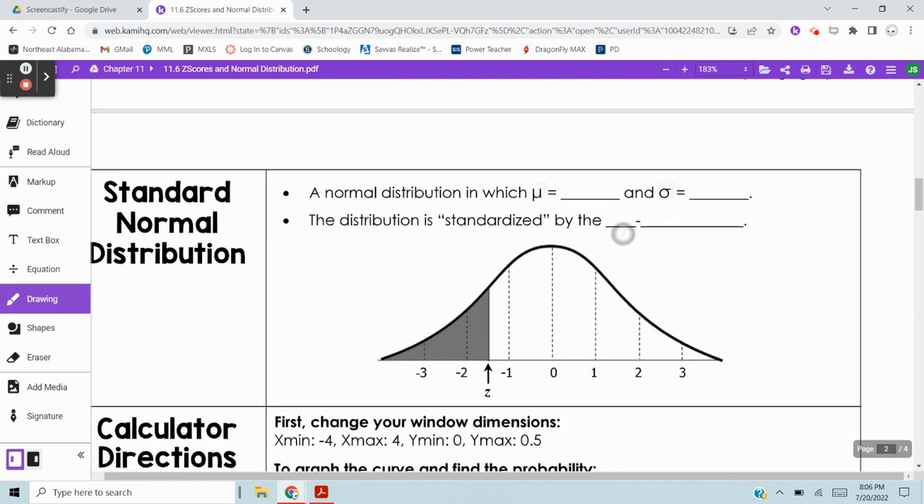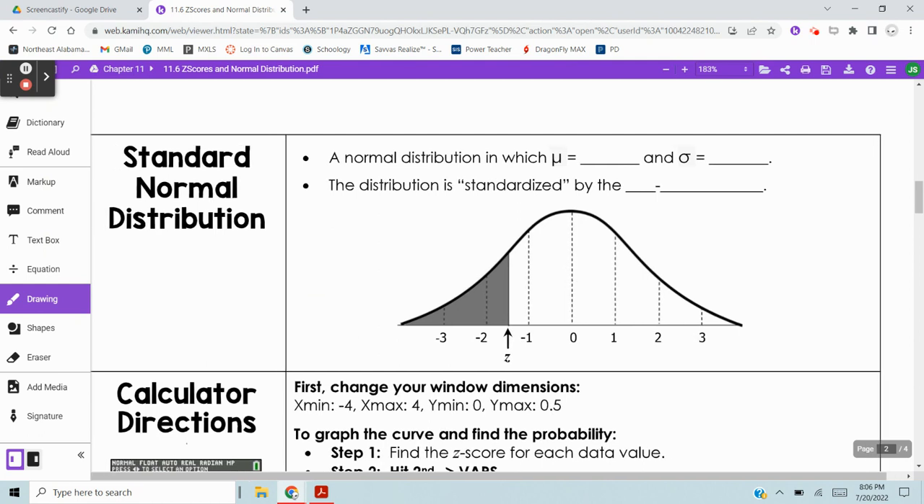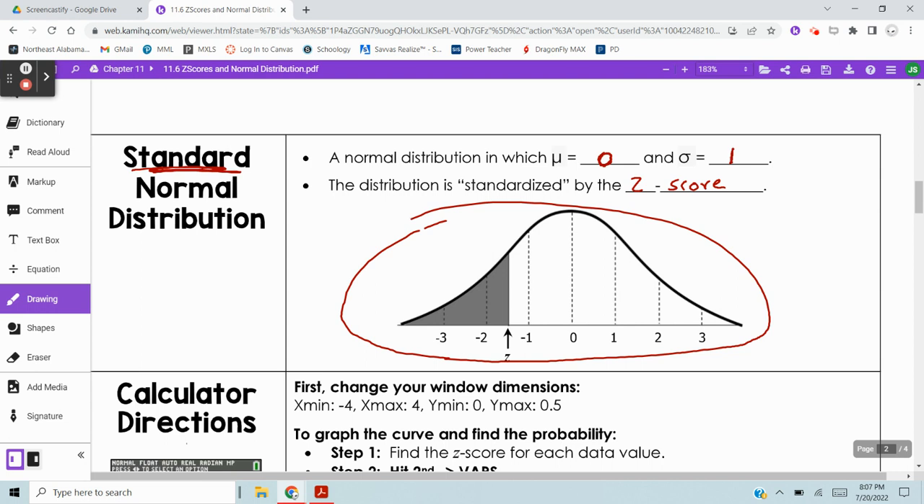Okay, finally, we're going to define what we mean by a standard normal distribution. And not just a normal, but a standard, the standard one. And here's what you got with standard: a normal distribution in which the mean is 0 and the standard deviation is 1. This distribution is standardized by the z-score. So what do we mean by standardized by the z-score? You can see here this is a standard normal distribution.